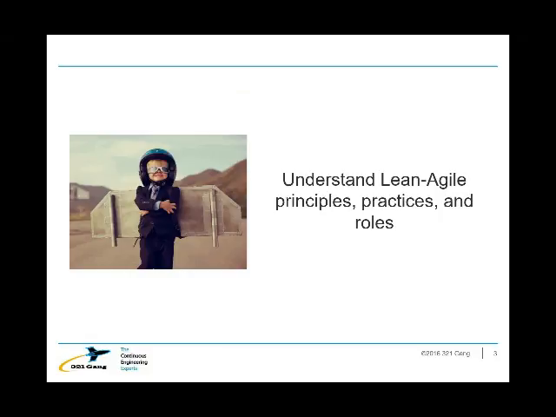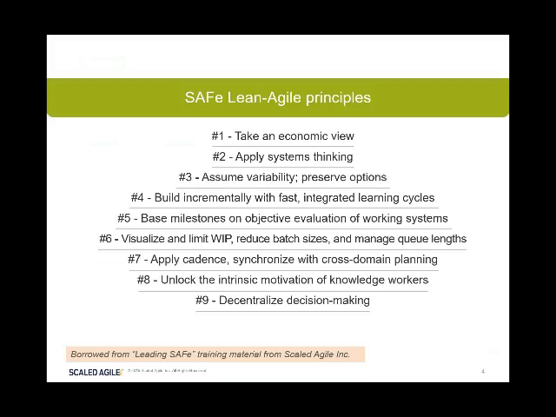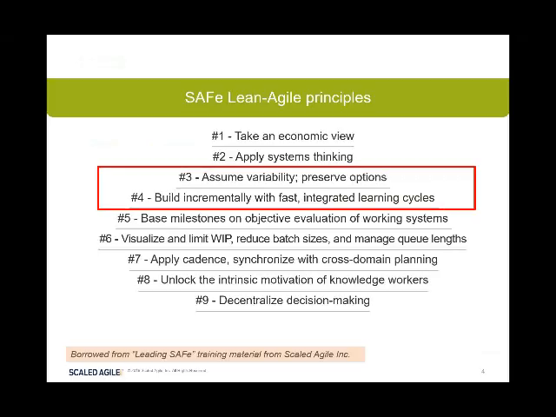So for the background here on Lean and Agile principles and practices, I think a lot of you know that we are a SAFe. We talk a lot about SAFe and our SAFe partner. I want to focus on a couple of SAFe principles. One is assume variability, preserve options. We don't need to make all our decisions up front. There might be better economics making those decisions continuously. And then the notion of cadence, building incrementally with fast learning cycles, because we're going to leverage both of those with our workshops.